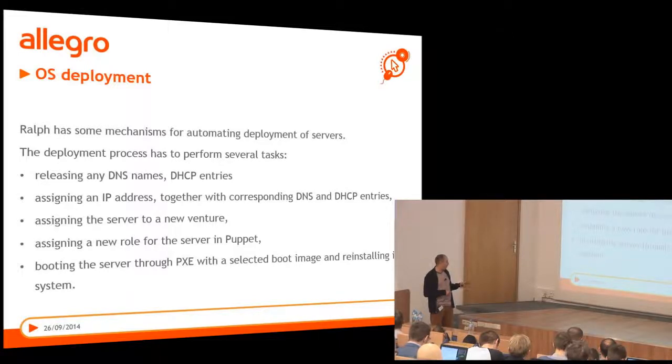After we decide which role and venture are assigned to the machine, the server is booting via PXE, and starting to install your operating system. For example, if you are using Ubuntu, you have to provide the kickstart to RALPH, so we can start the installation of it. So this is the OS deployment.